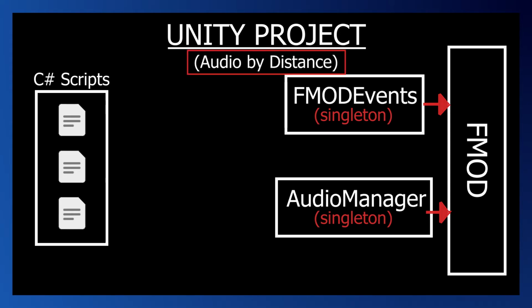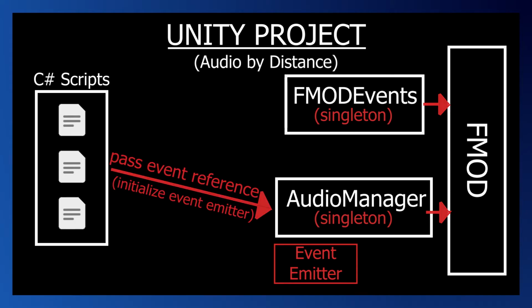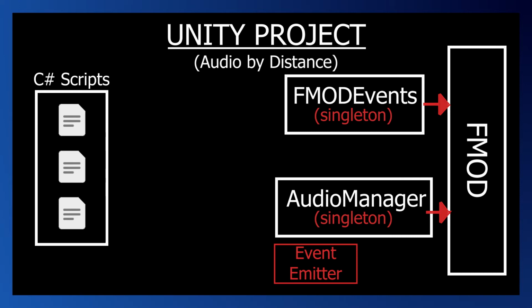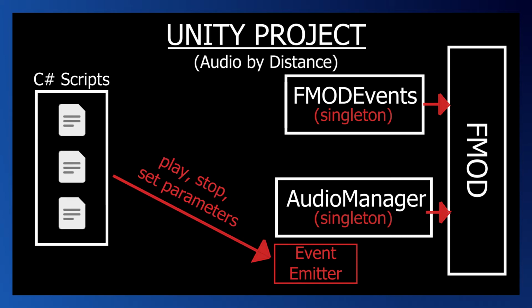Next, to accomplish audio by distance like the coin idle sound we'll be implementing later, we'll need to use something called an event emitter, which also requires some setup and cleanup. So we'll initialize those through the audio manager as well and then deal with them much like we do the event instances. We'll dig into event emitters later in this video, but for now just know they work more or less like event instances where we can play or stop them as needed.